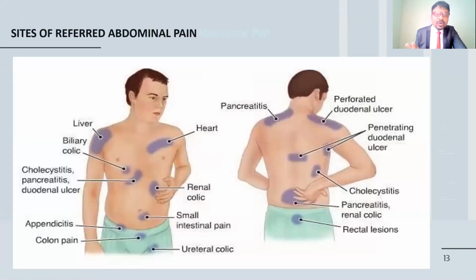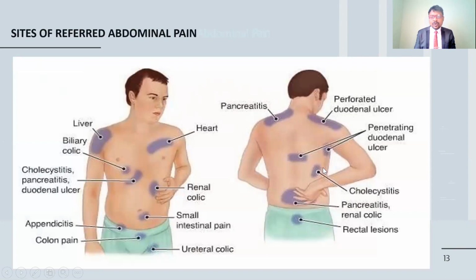First, we have to know about some sites of referred abdominal pain. What is referred abdominal pain? Referred pain is the pain caused by irritation of an organ, but the pain location is different. For example, in pancreatitis, the pain will be at the left upper trapezius, but it is because of the pancreas. If there is inflammation of the pancreas, they may get the pain here.